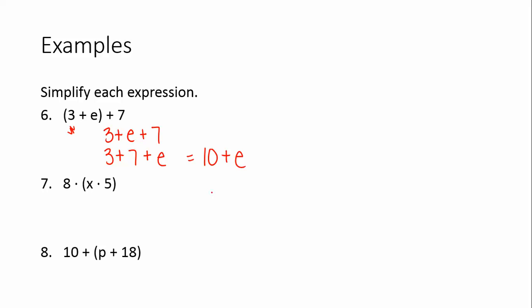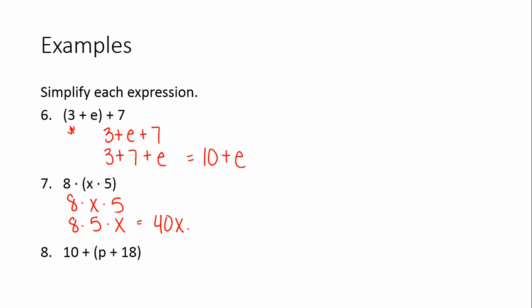Similar in number 7, we're going to drop the parentheses and we're going to rearrange. I'm switching the order of the x and the 5. Remember that the commutative property allows me to do that. Then what we want to do is 8 times 5. That's 40, so we end up with 40x, or 40 times x.